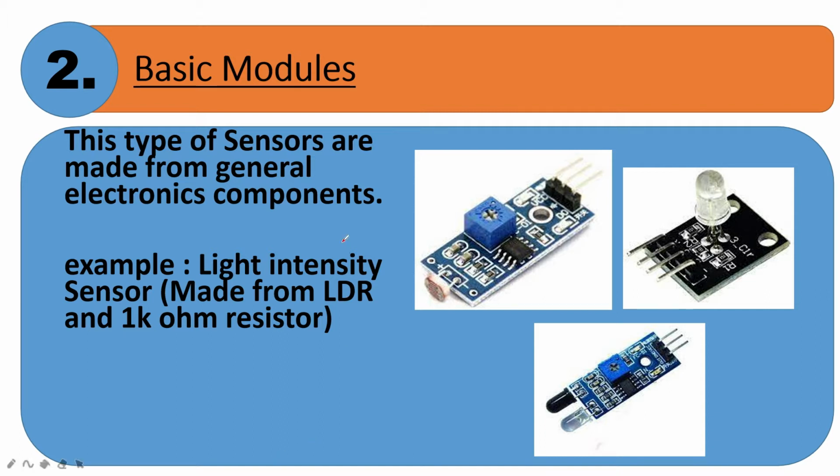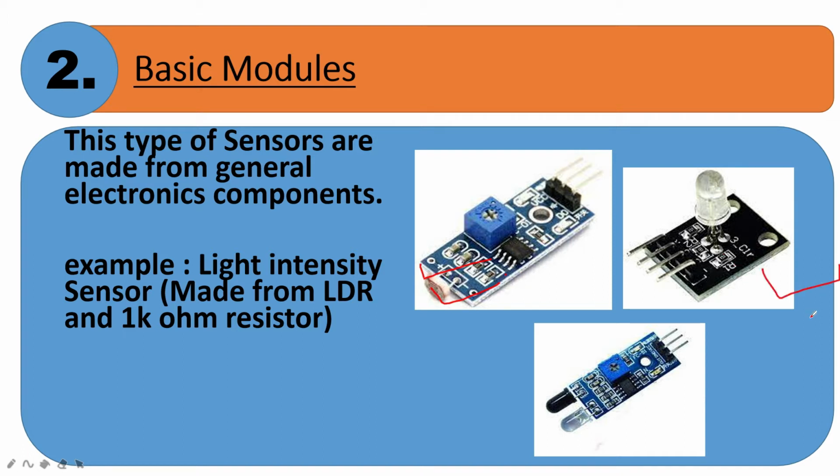So this is the light intensity module. Now this module is made from an LDR and a 1 kilo ohm resistor. So actually you can just use general components to make this type of sensor. So this is a light intensity sensor, and you can use this sensor for capturing the light intensity.